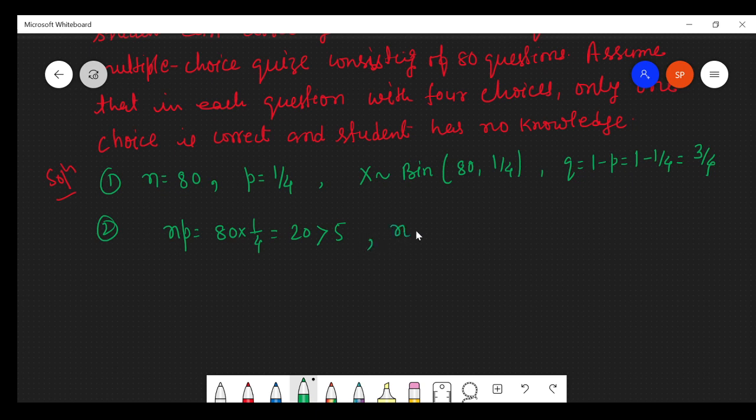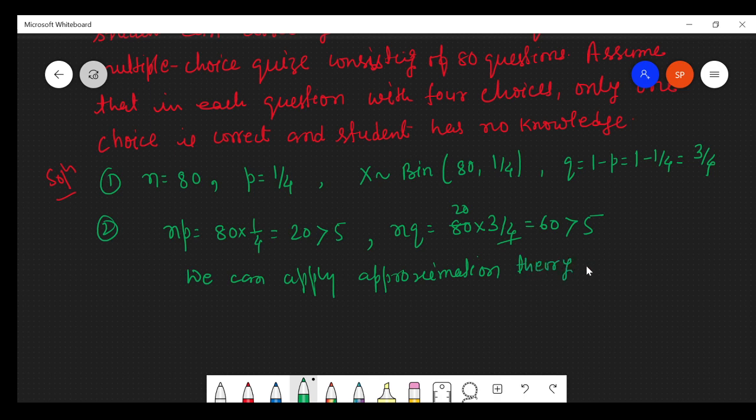And now we move to nq. n is 80 times 3/4, which is equal to 60, greater than 5. Both are greater than 5, which means we can apply the normal approximation theory.